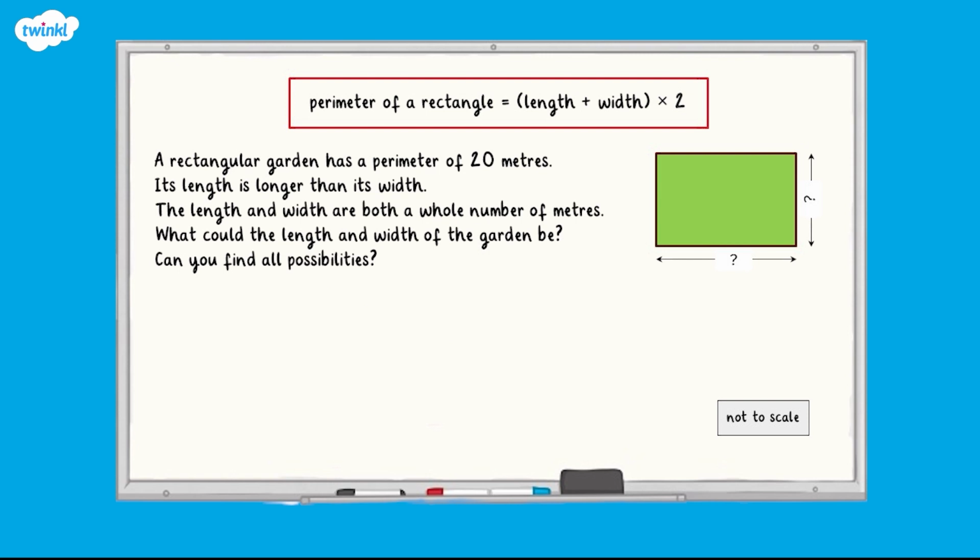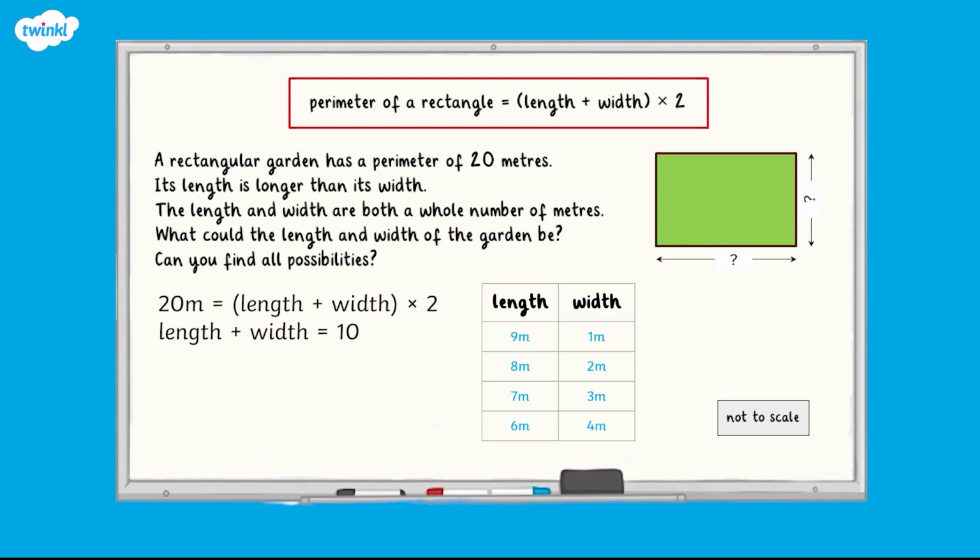Using the formula from earlier, we know that half the perimeter would be equal to the length add width. Half of 20 is 10, so we need to find the pairs of numbers that total 10. Here are your possible answers.